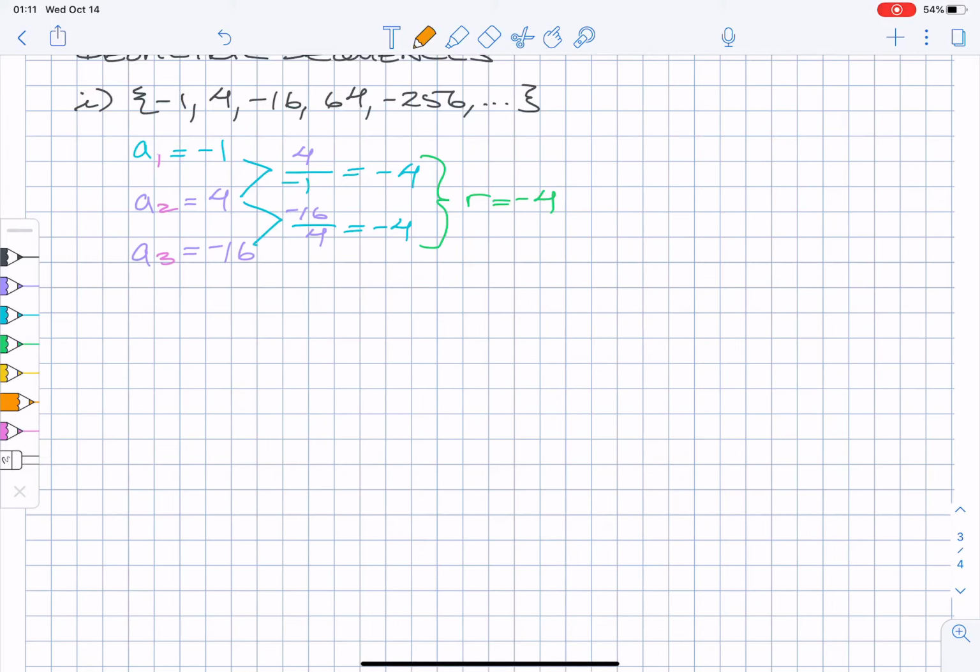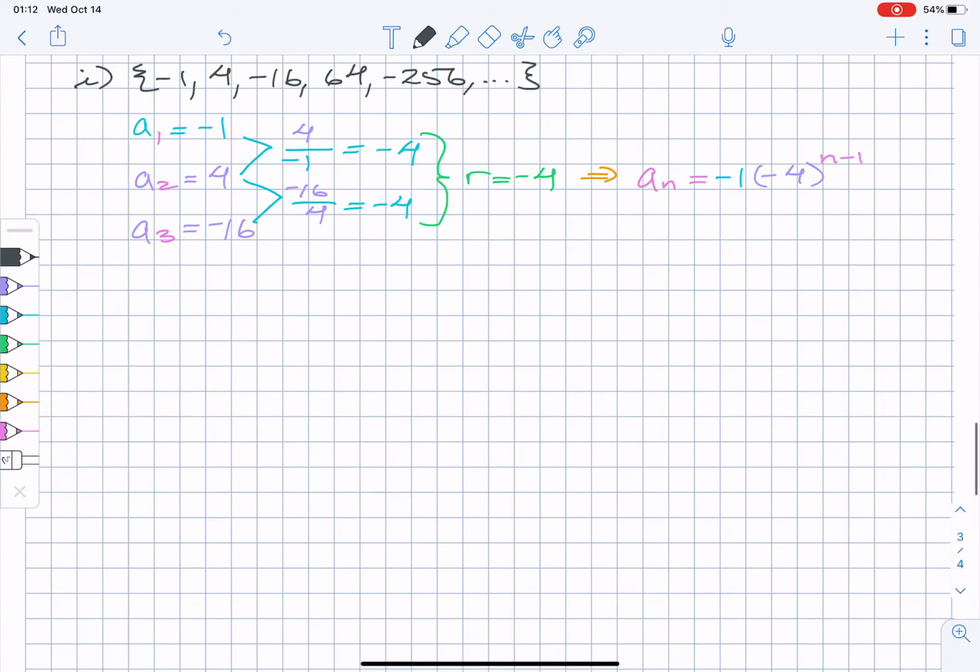Okay, so what this means is that A sub n is going to be A1, which I claim as -1, times the quantity common ratio, -4, to the n minus first. Okay, so if n is 1, we get -1. If n is 2, we get a +4. Yeah, okay, that works. There we are.